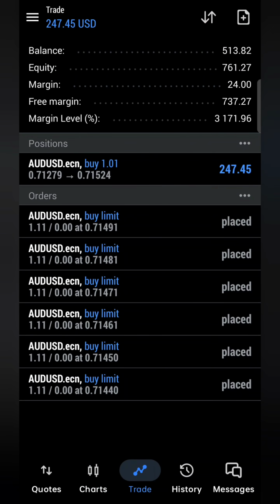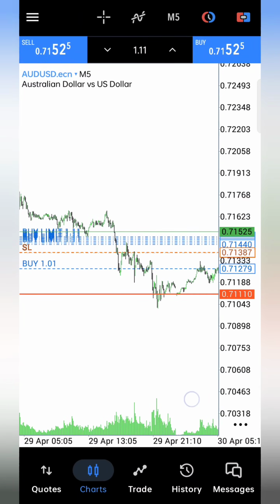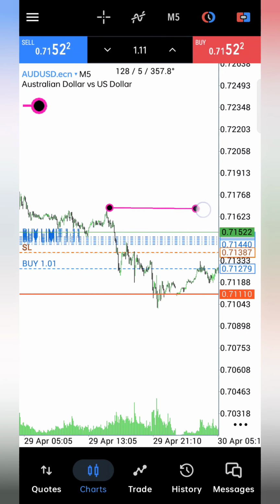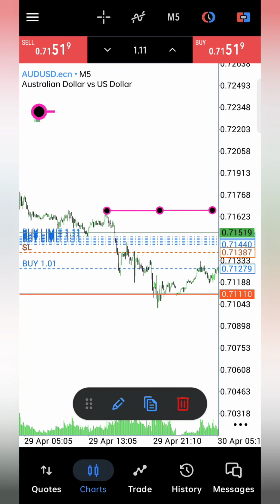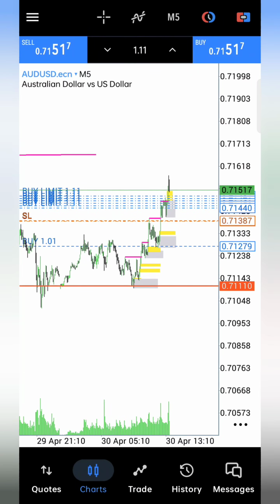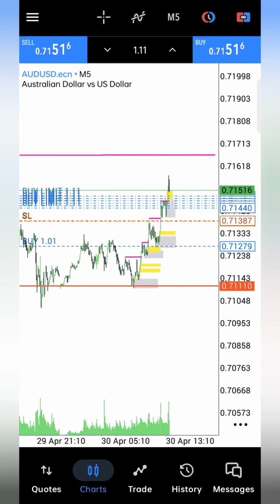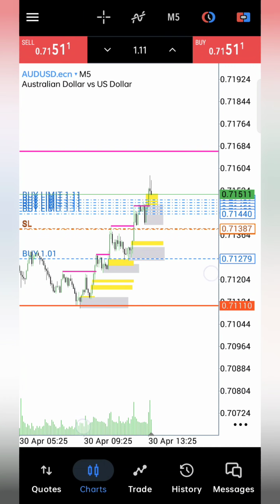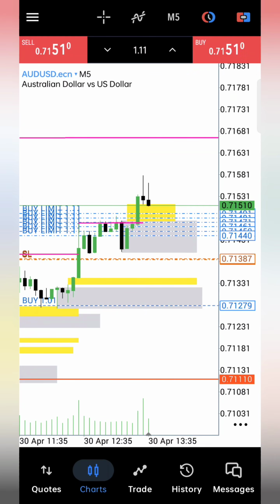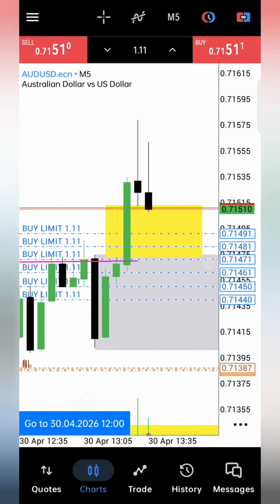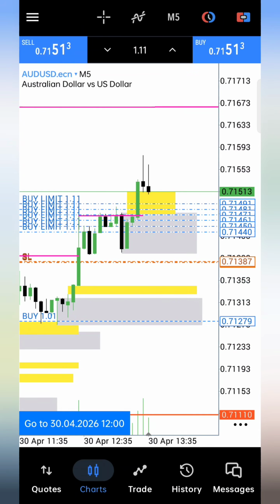So here you can see that I've placed multiple pending orders, and one of my previous orders is already in execution. Now I'll wait for price to reach the most recent buy-side liquidity area, which is my profit target zone. Once price hits that level, I'll close all my positions, both the executed trades and any remaining pending orders. So now, let's wait and see what the market decides to do next.